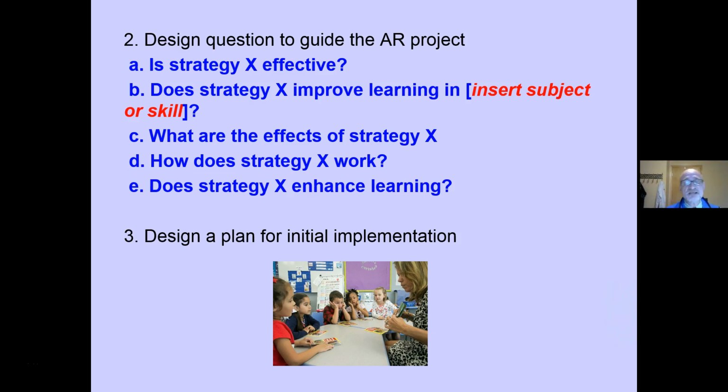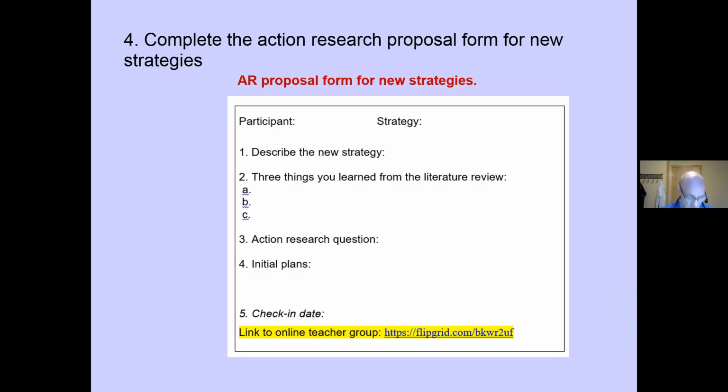Now this works best if you can design this plan for implementation. If you can work with teachers or a group of teachers or another teacher, you get ideas for how it might be used or implemented. And again, this always works best if you work with another teacher or group. Then complete the proposal form. And again, this is used to guide the action research project, but it can also be used to get approval from administration if you need to do that.